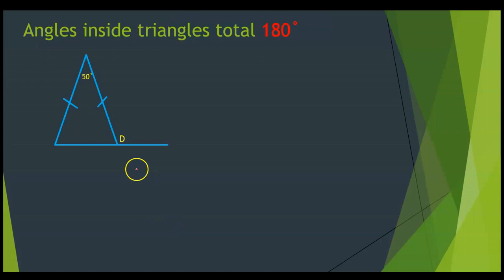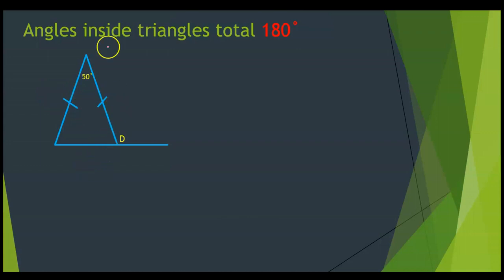Now look at this example. It's a bit different. Look at this triangle. What type of triangle is it? You have two dashes, which means these two sides are equal, which means this triangle is an isosceles triangle. What do you know about an isosceles triangle? It has two equal sides and two equal angles.